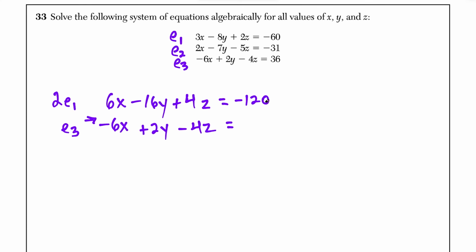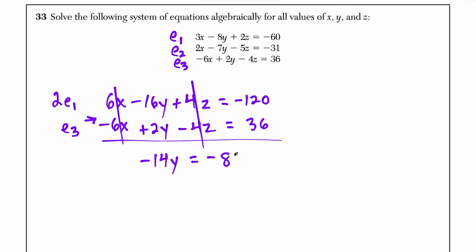So this one, and I just write down the constant here, 36, is nice to eliminate right away because when I add, 6x plus negative 6x cancels, and then 4z plus negative 4z also cancels. So right away, I get 2 variables canceling, and this gives us negative 14y equals. And now the difference of these two here is going to give us negative 20 plus 36 is minus 84.